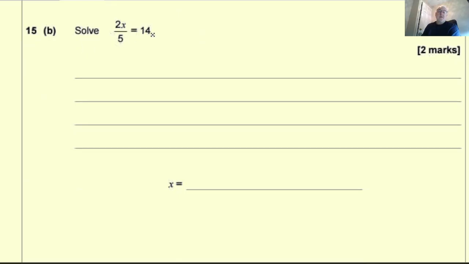2x divided by 5 equals 14. Again, I'm looking to solve it. Okay, so I've got 2 lots of x divided by 5 equals 14. If you're thinking about trying to solve this, the 2 is right close to the x. It's the first function that happens, 2x. So can we get rid of the furthest thing away first? Can we get rid of the divide by 5?